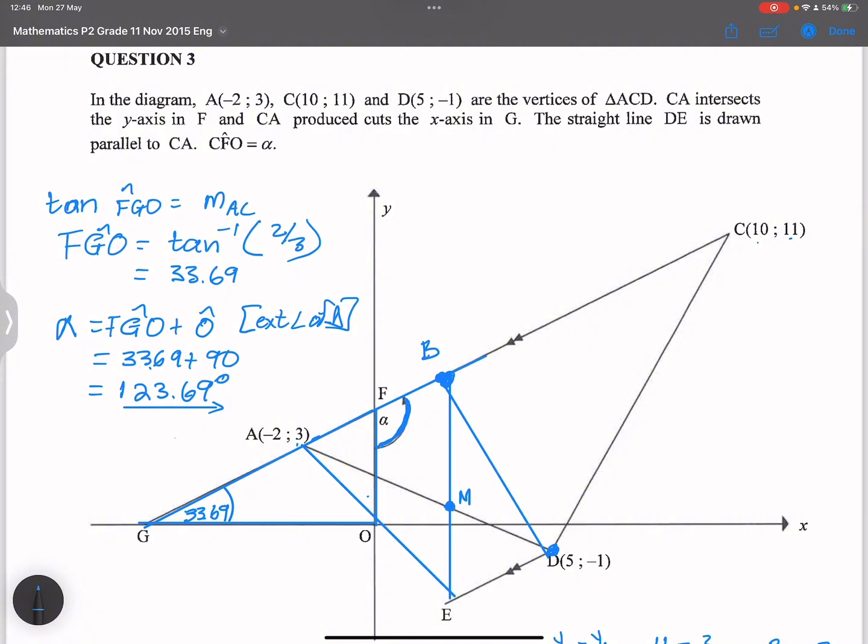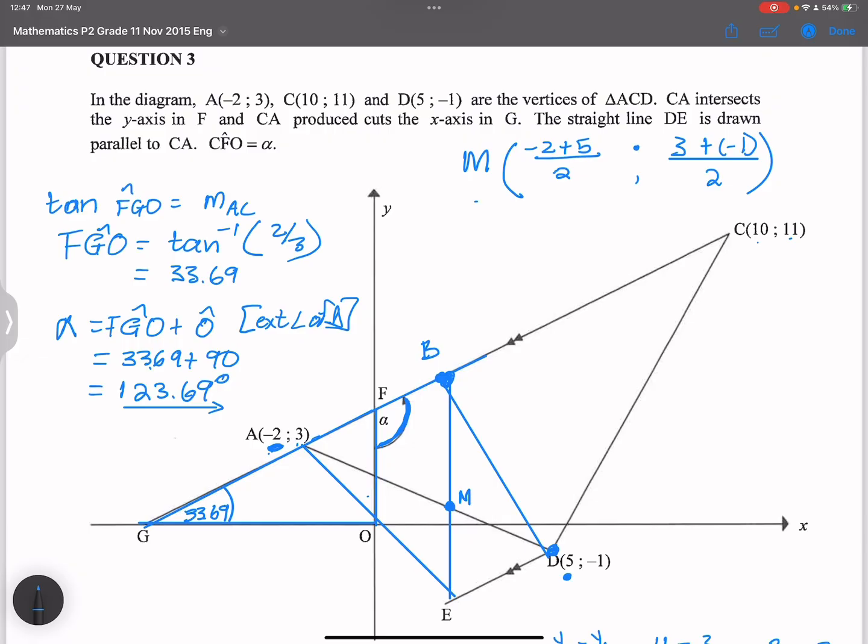So if we look at M, the coordinates of M are going to be, let's start with the x coordinates, -2 plus 5, divided by 2. So I'm taking the x coordinate at A, the x coordinate at D, divided by 2. And then again for the y, we're going to have the y coordinate at A, which is 3, plus the y coordinate at D, which is -1, and this is divided by 2.